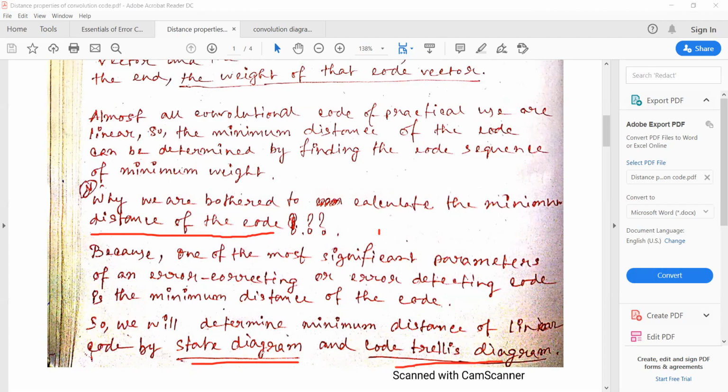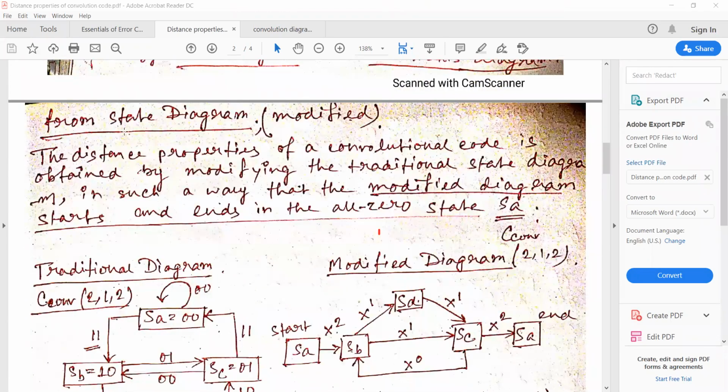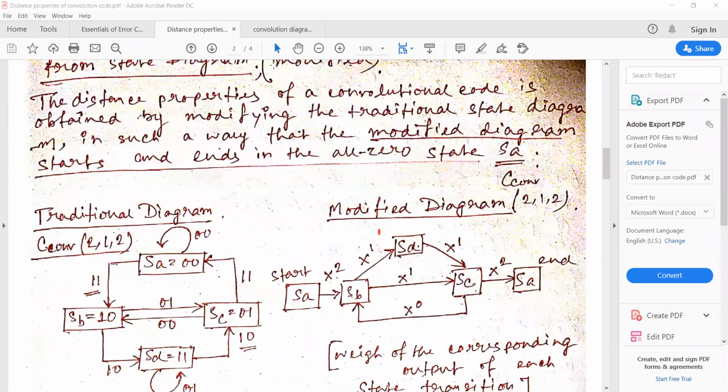So this is very easy. We have already seen what a state diagram is. We already discussed it, but here we will modify it. A little bit of modification will be there. I will show you the modified state diagram. It's called the modified state diagram. Why is this modified? We will see it.